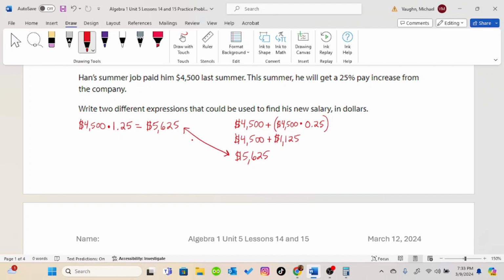So multiplying by 1.25 is a quicker, more direct method, but finding the increase and then adding that to the original amount will also give you the same answer. If you have any questions about how I solved this practice problem, please use class time now to ask for further clarification.